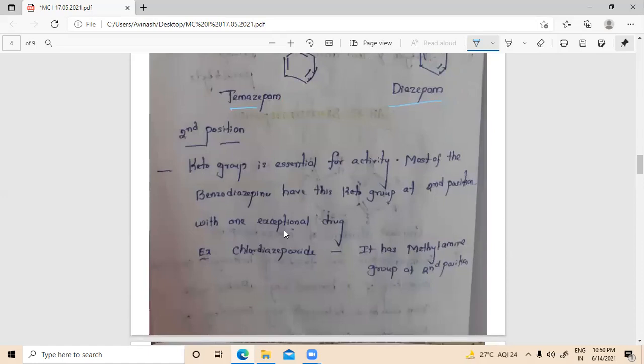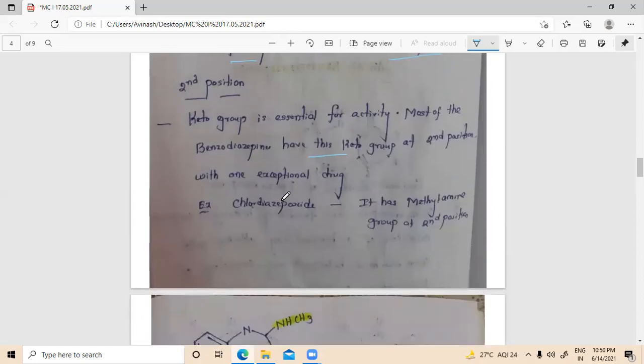Coming to the second position, the keto group is very essential for activity. Most of the benzodiazepines have this keto group at second position with one exceptional drug. What is that exceptional drug here? Chlordiazepoxide. This drug has a methylamine group at second position instead of a ketone group. So more than 90% of the benzodiazepines will have a ketone group at second position, but with few exceptions like chlordiazepoxide, which has a methyl amino group at second position.